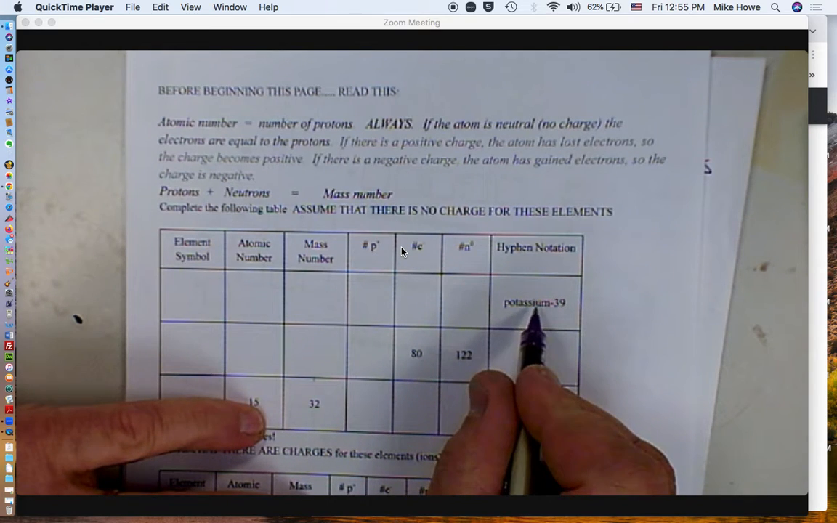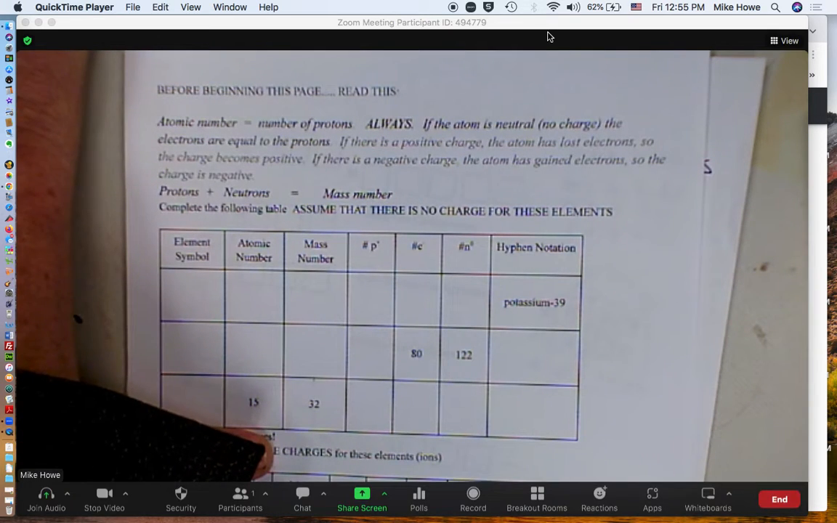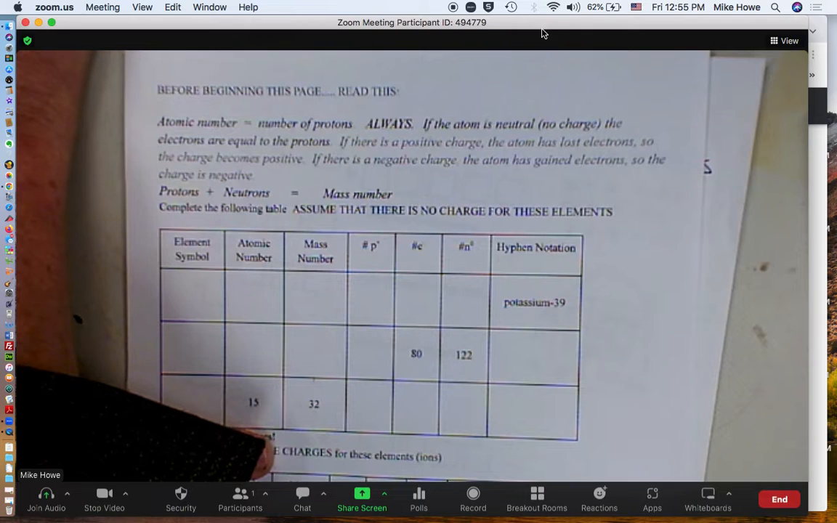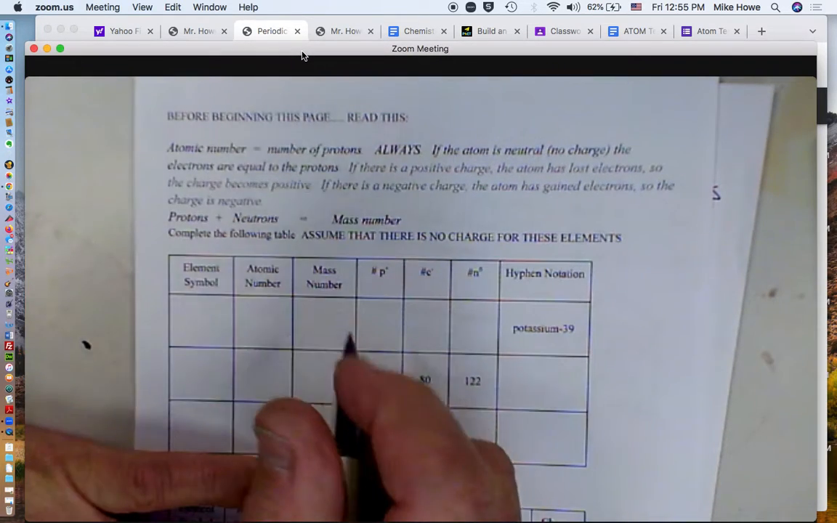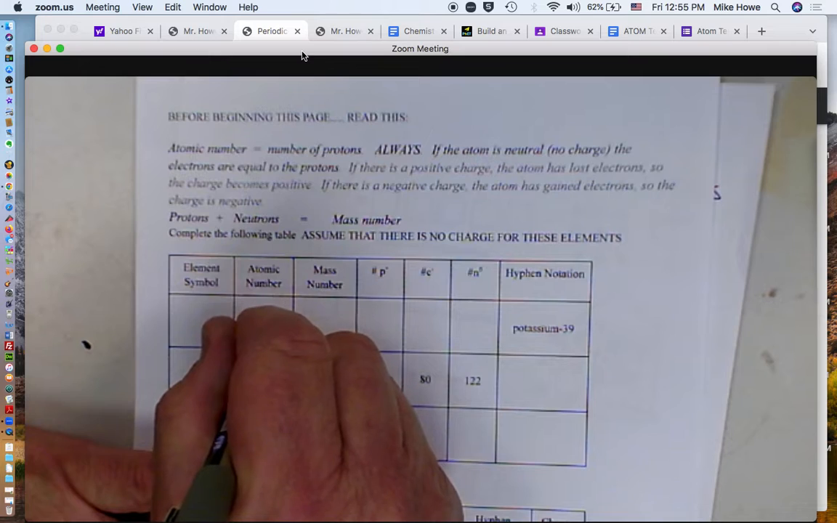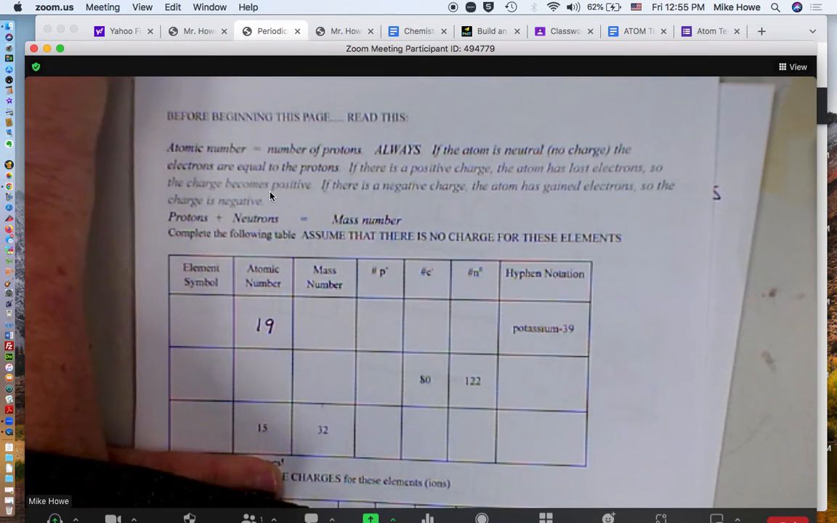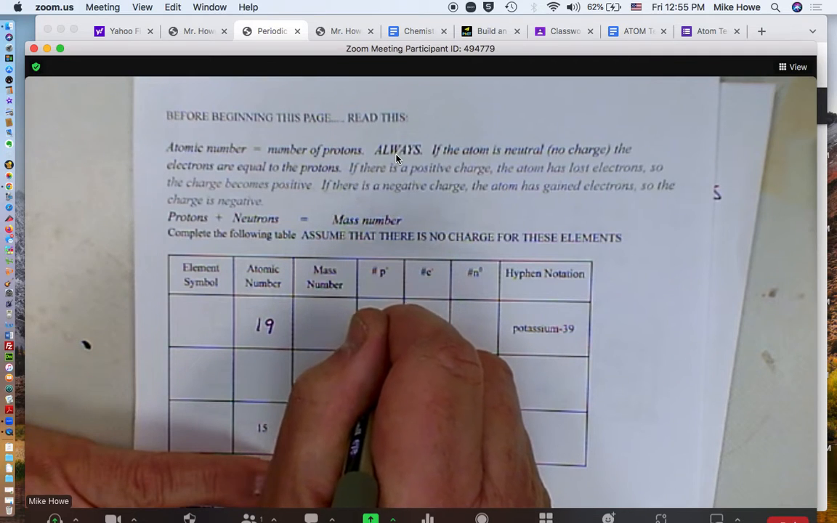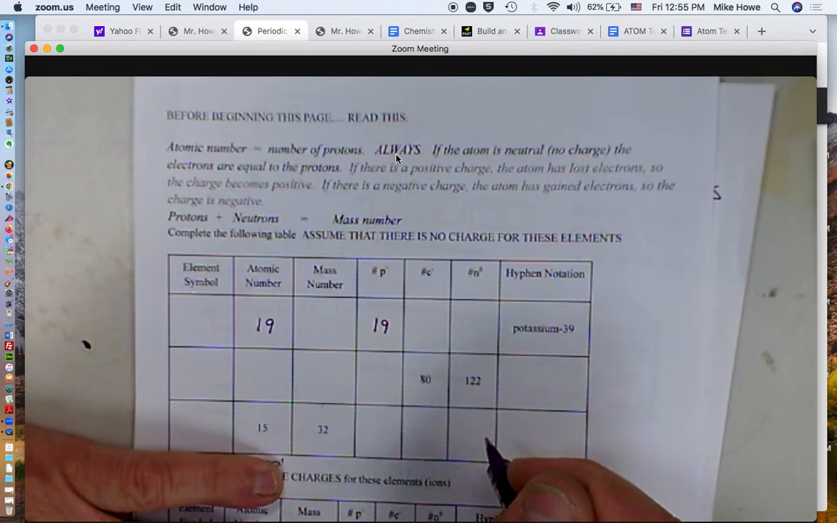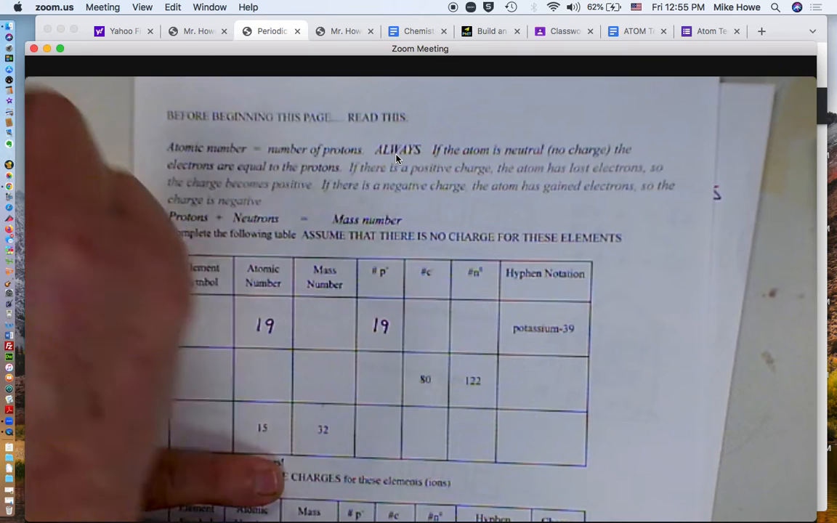So first element we had was potassium. So if you go to your periodic table and look at potassium, it's sitting right here, and its atomic number is 19. So that tells you that this is 19. And since the atomic number is always equal to the number of protons, always is such a nice word because it's always true. That will be 19.